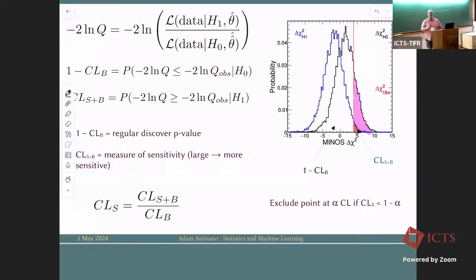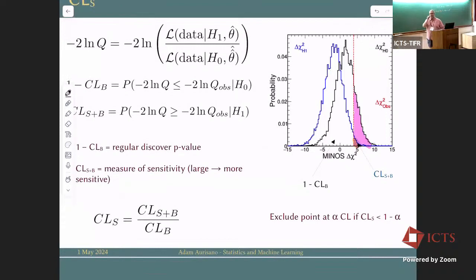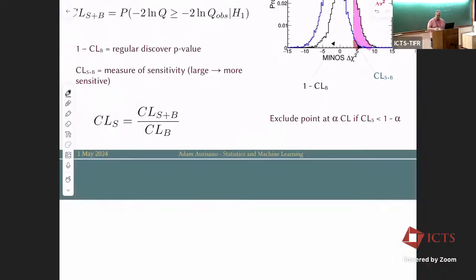minus alpha. Okay? So again, this is like if you have a place where you have a very small discovery p-value, but your sensitivity is tiny, it's saying that you should not exclude that point because for instance, if this was a sterile analysis search, if you're in a particular bin where your sterile parameters, you have no sensitivity to those sterile parameters, it doesn't make sense to exclude that point.